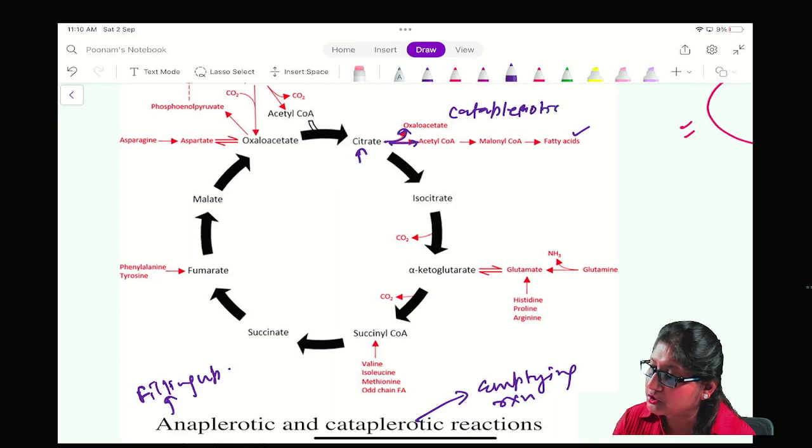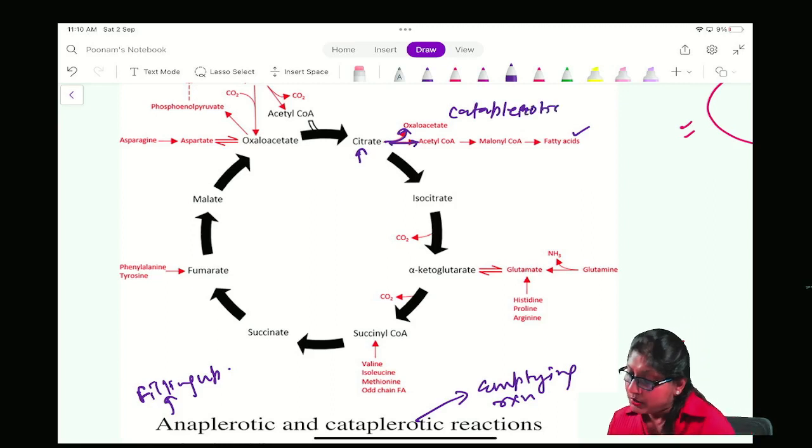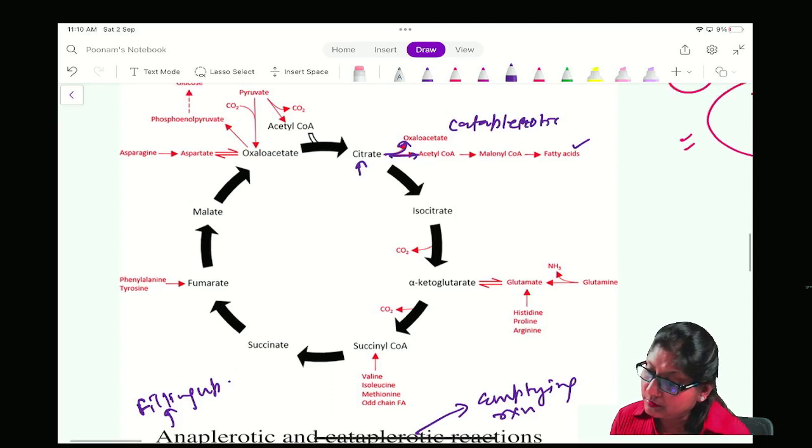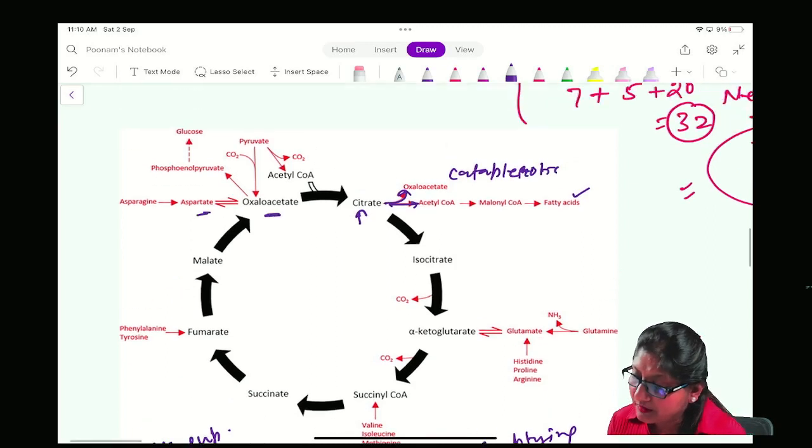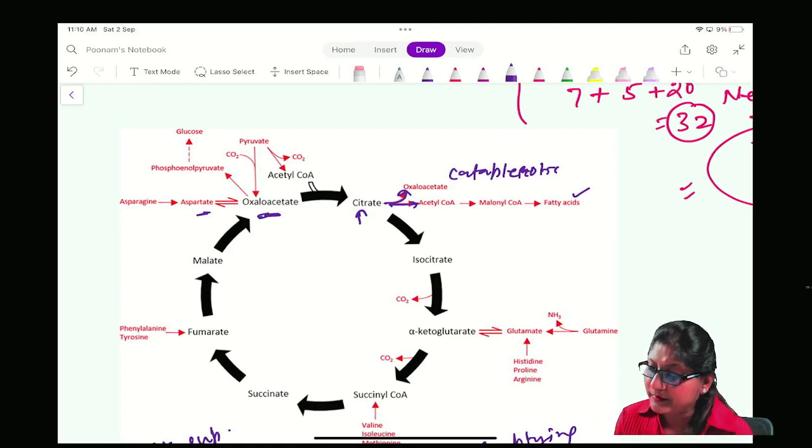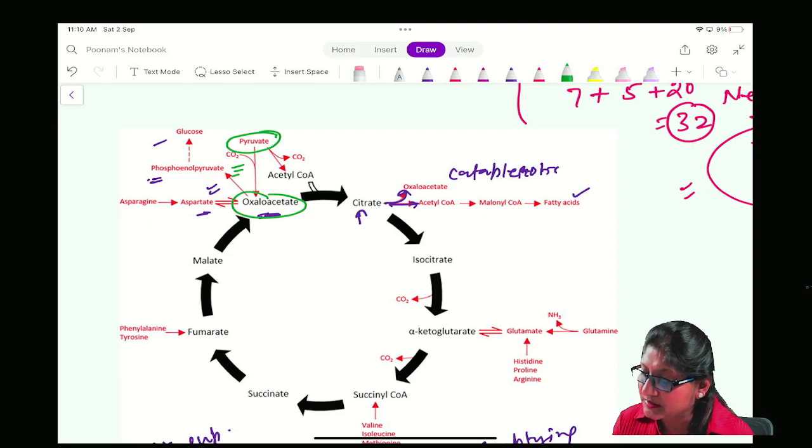Cataplerotic reaction, children, cataplerotic reaction. You can see oxaloacetate moving away in the form of aspartate, not in a mode of running the TCA cycle. Right, oxaloacetate moving away to form phosphoenolpyruvate, then going to gluconeogenesis. I was explaining this some time back. So this is all cataplerotic reaction. Pyruvate converted to oxaloacetate by carboxylation. It is the pyruvate carboxylase enzyme.